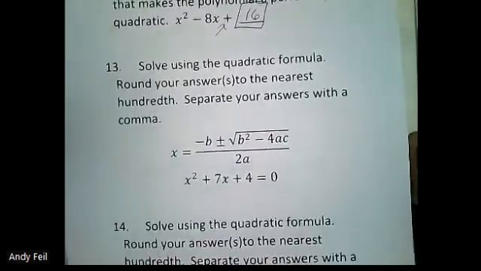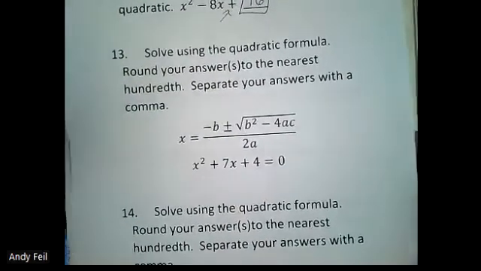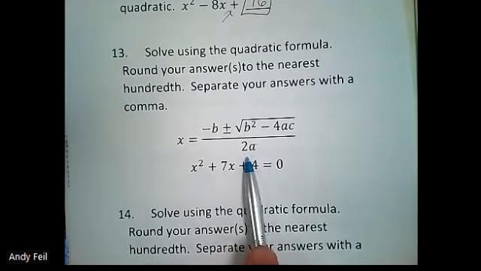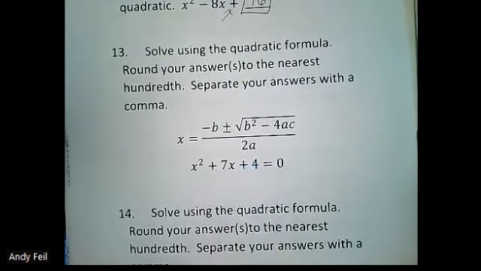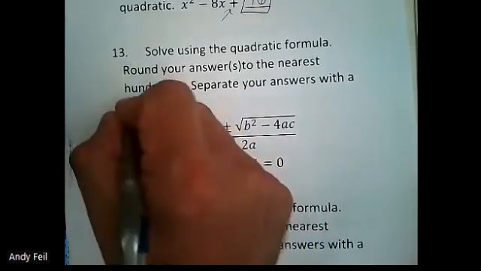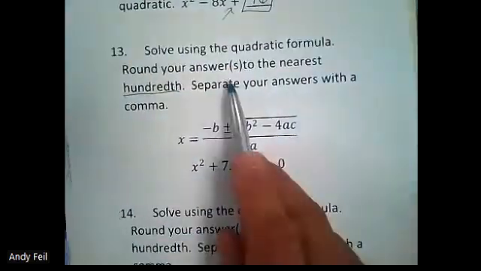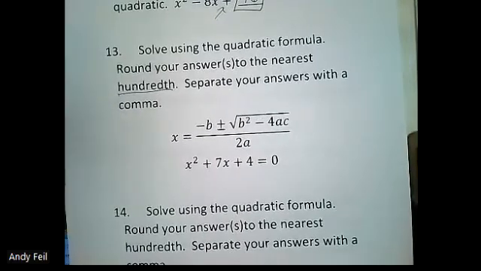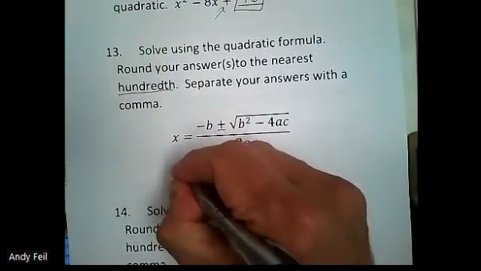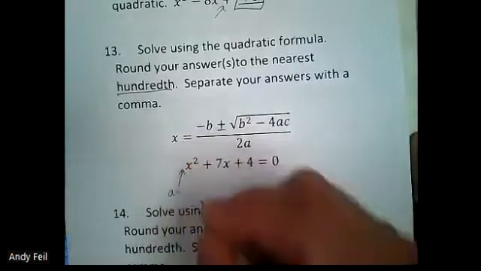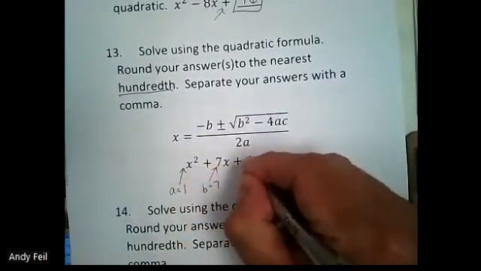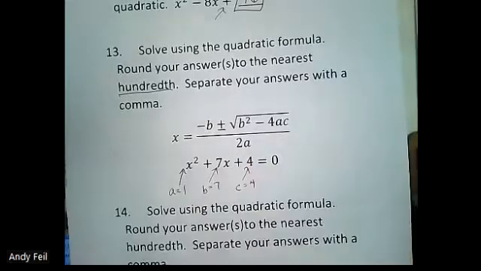Moving on. Let's see if we can find a difficult problem here somewhere. Solve using the quadratic formula. Do you have to memorize the quadratic formula? No, there it is. It's right there on the test. You don't have to memorize it. Round your answer to the nearest hundredth, just like on the IXL. Separate your answers with a comma, just like we did on the other problems. So here we go. Here's the only difficult part of this. A equals what? 1. B is 7, and C is 4.